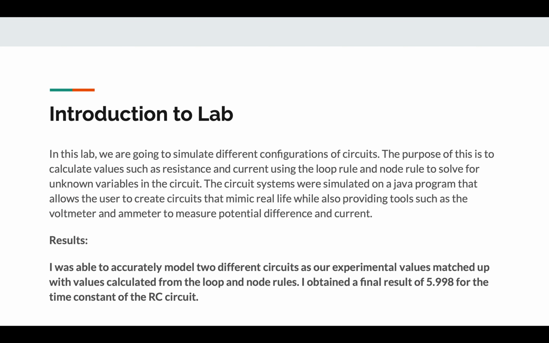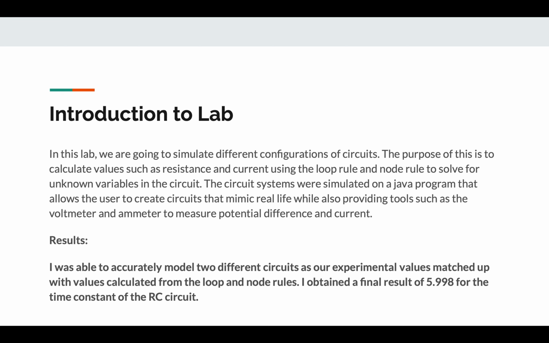So, Introduction to Lab. In this lab, we're going to simulate different configurations of circuits. The purpose of this is to calculate values such as resistance and current using the loop rule and the node rule to solve for unknown variables in the circuit. The circuit systems were simulated on a Java program that allows the user to create circuits that mimic real life while also providing tools such as the voltmeter and ammeter to measure potential difference and current.